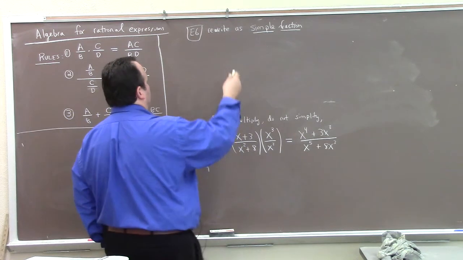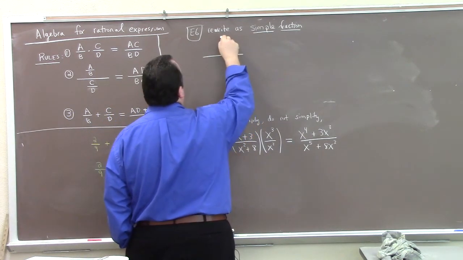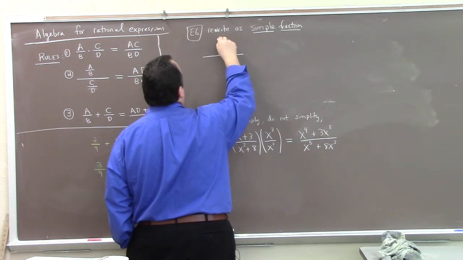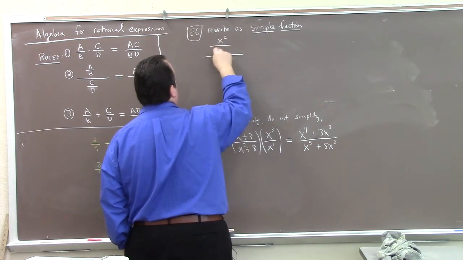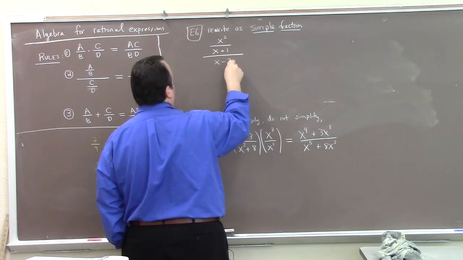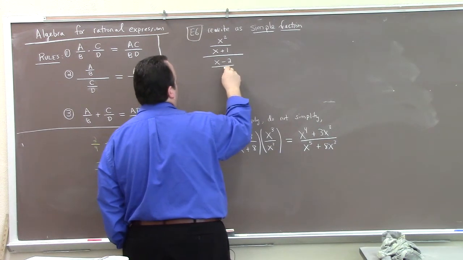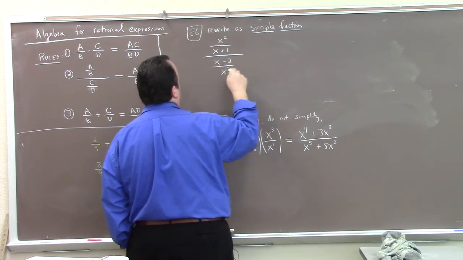So here's what I'll look at. Something like, I don't know, x squared divided by x plus 1 over x minus 2, divided by x cubed. All right?